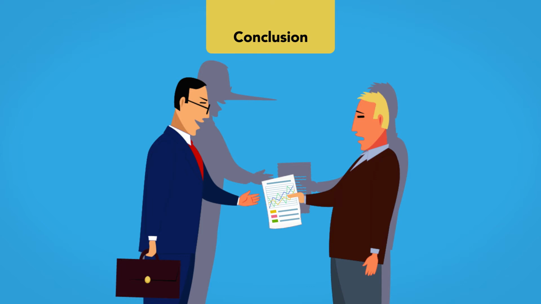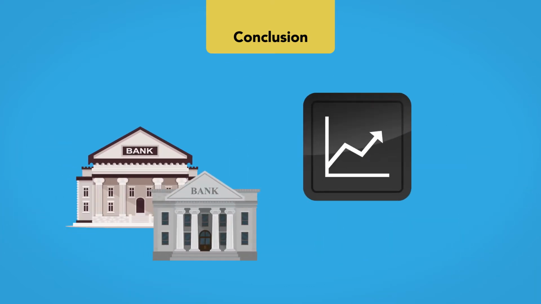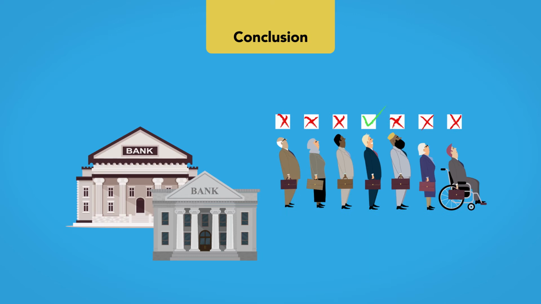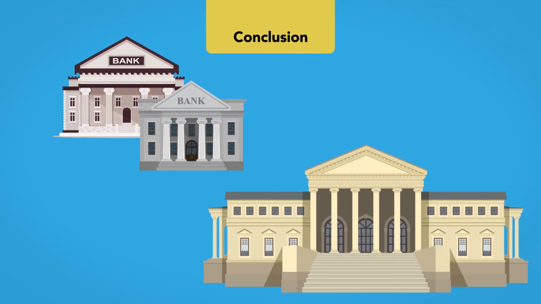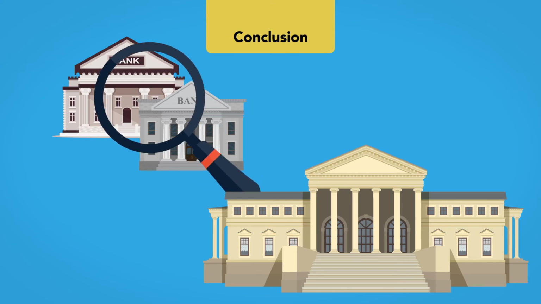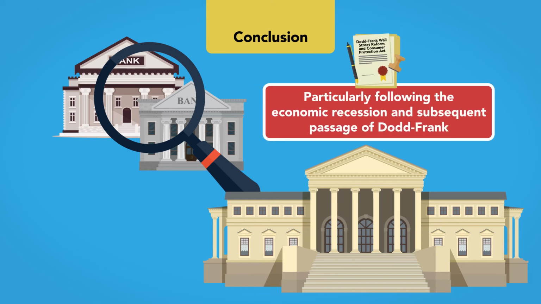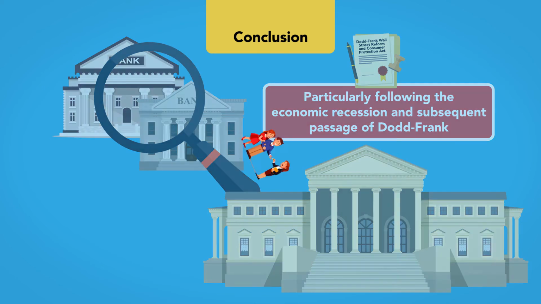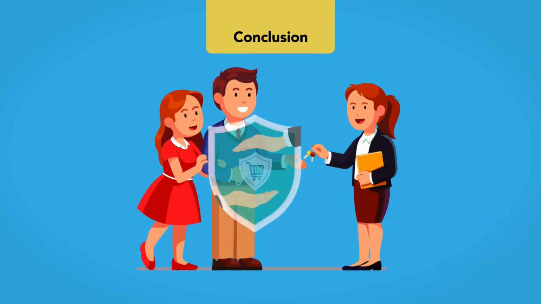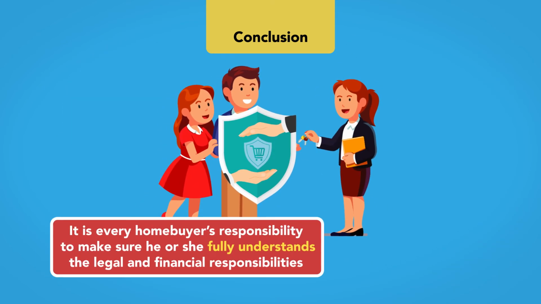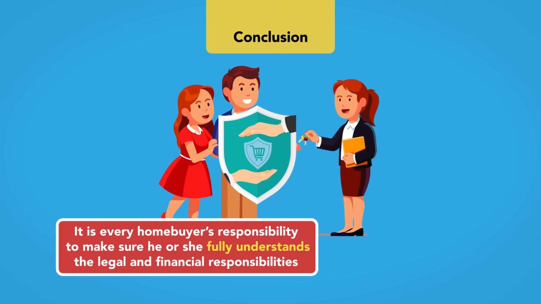State and federal laws prevent banks from charging improperly high interest rates and discriminating against mortgage applicants based on certain prohibited criteria. Legislative bodies and administrative agencies also directly monitor and regulate mortgage lenders to ensure that they are following the proper business practices, particularly following the economic recession and subsequent passage of Dodd-Frank. Mortgage borrowers in the United States enjoy robust consumer protections, but it is every homebuyer's responsibility to make sure he or she fully understands the legal and financial responsibilities undertaken with a mortgage loan.